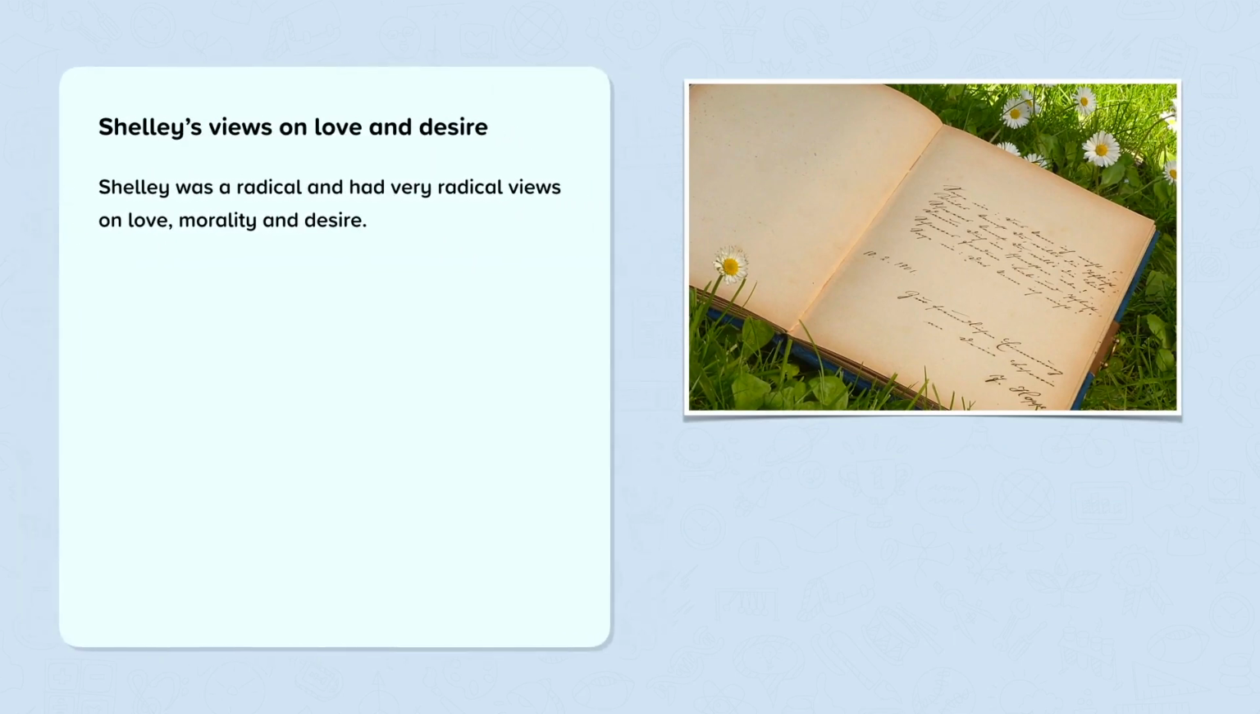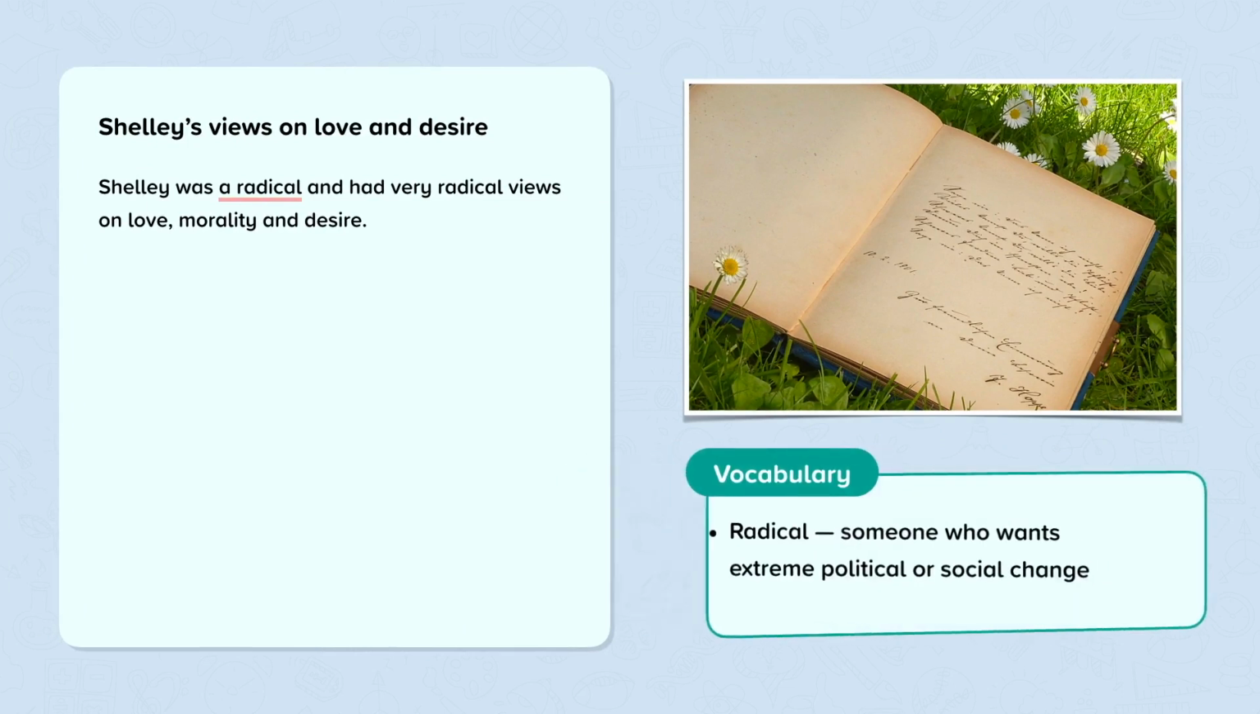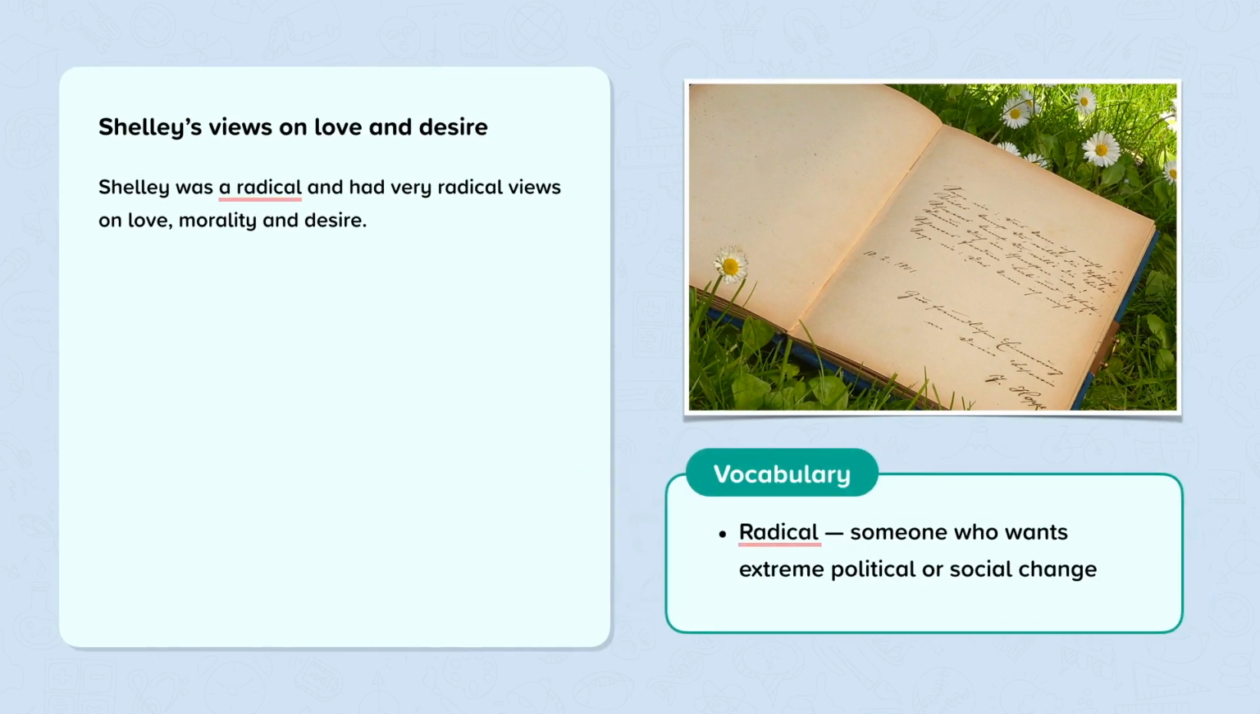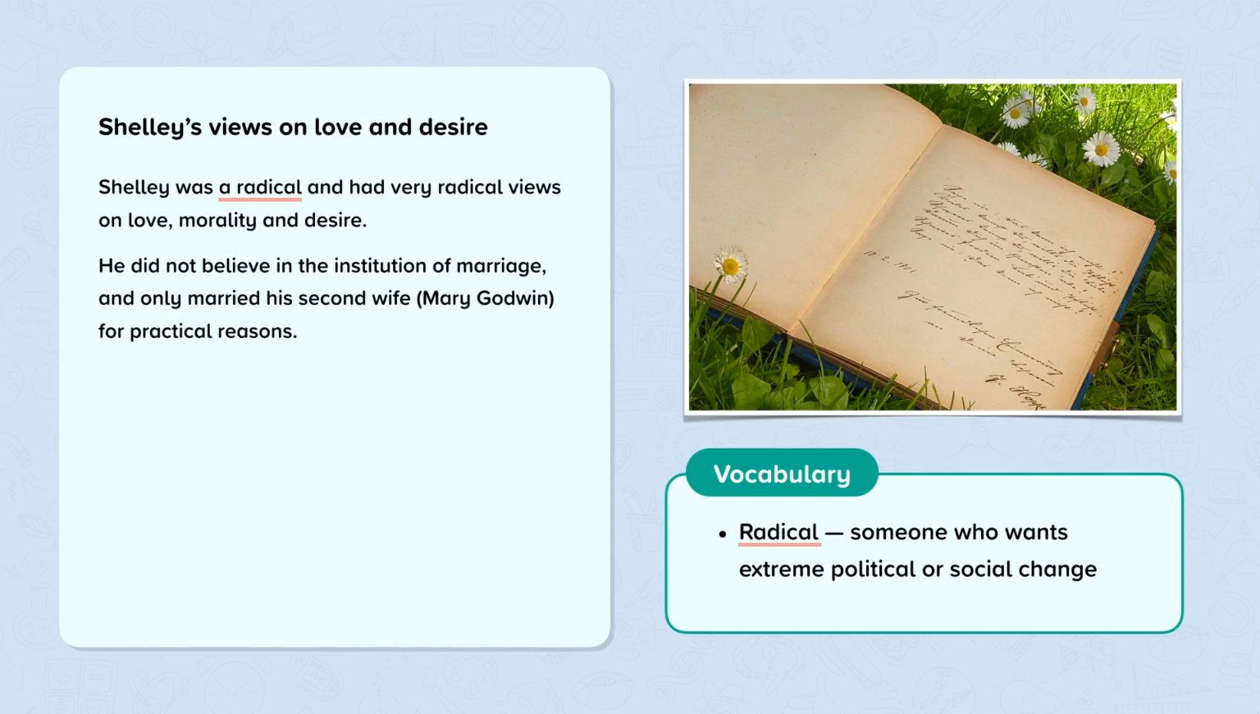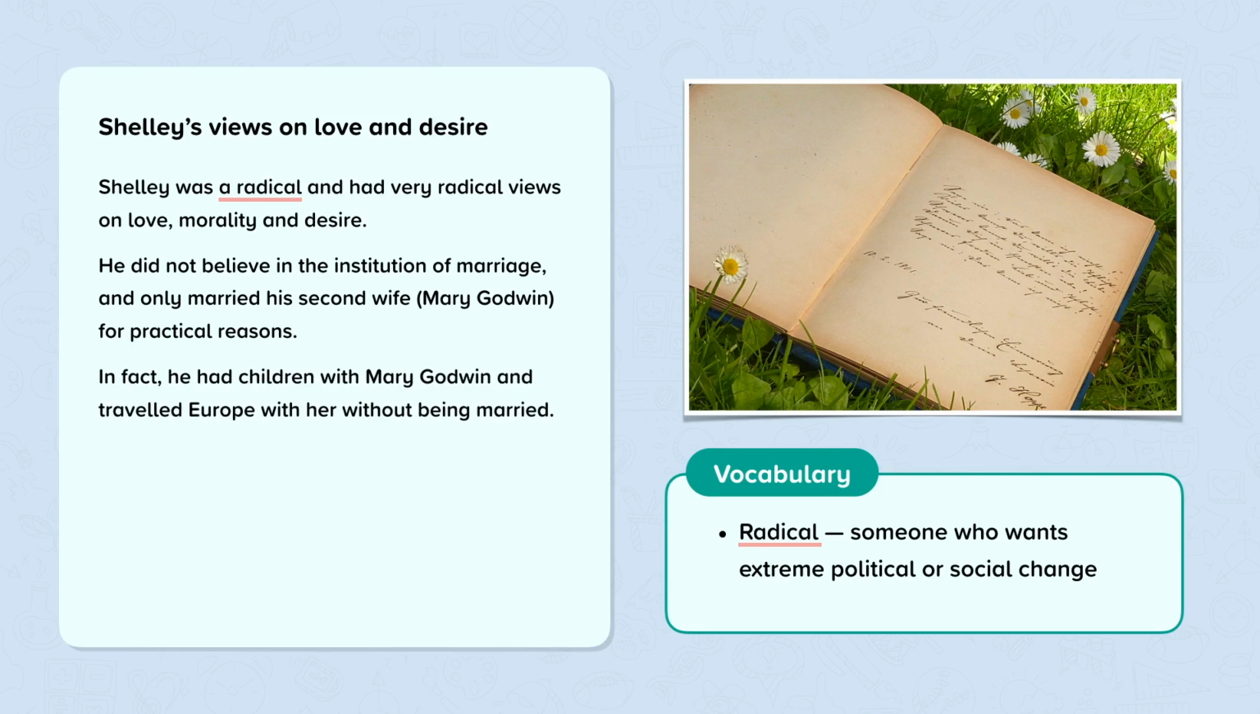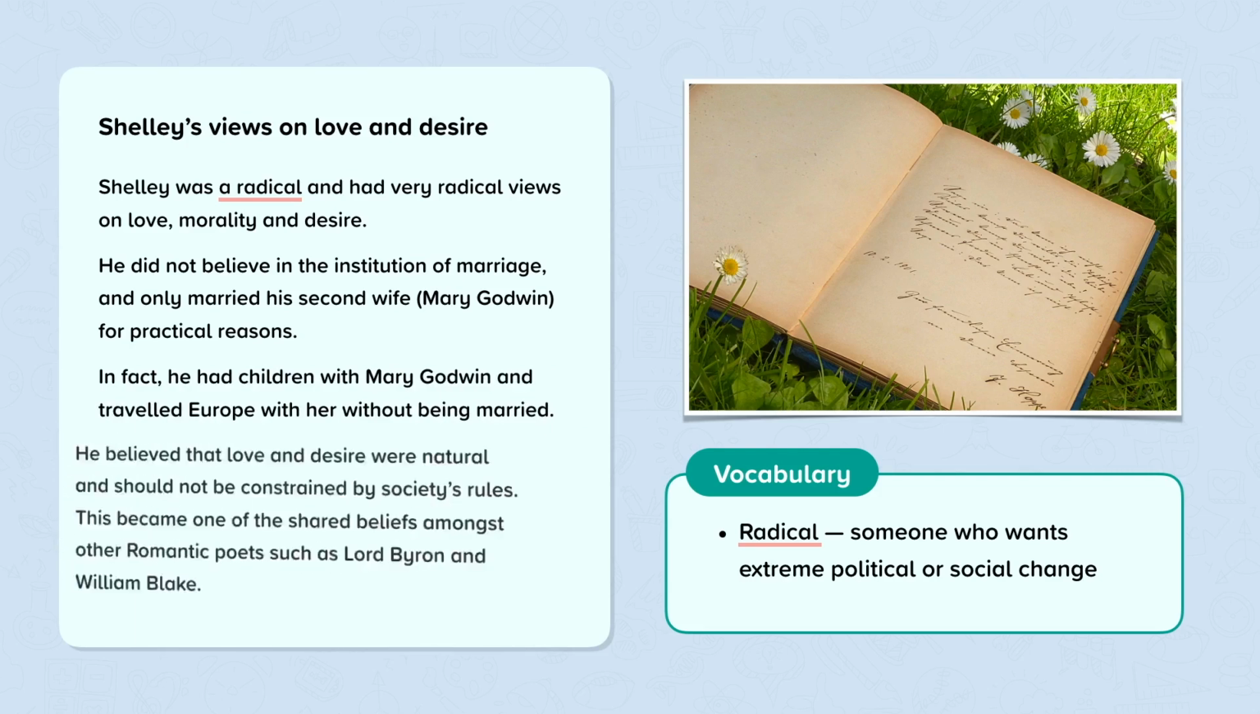Shelley was a radical and had very radical views on love, morality, and desire. A radical is someone who wants extreme political or social change. Shelley did not believe in the institution of marriage, and only married his second wife, Mary Godwin, for practical reasons. In fact, he had children with Mary Godwin and travelled Europe with her without being married.